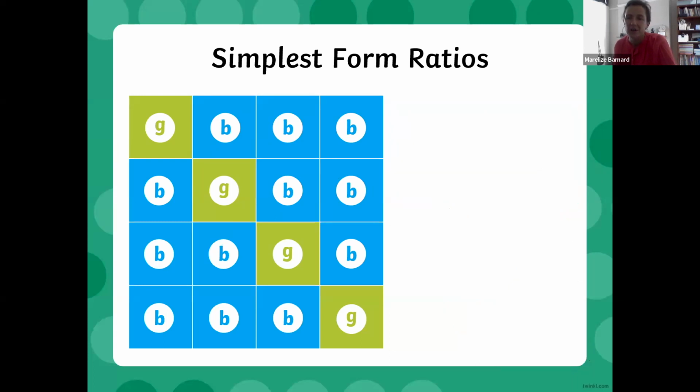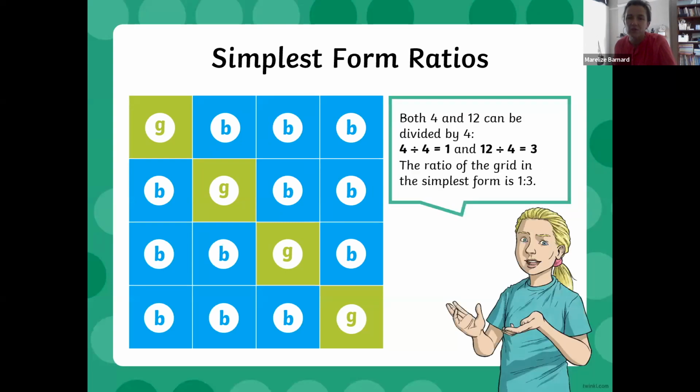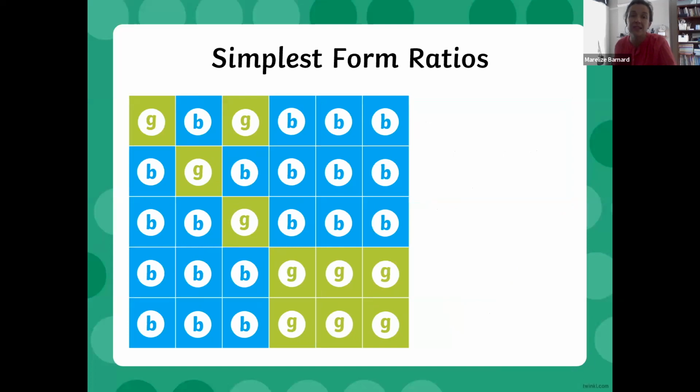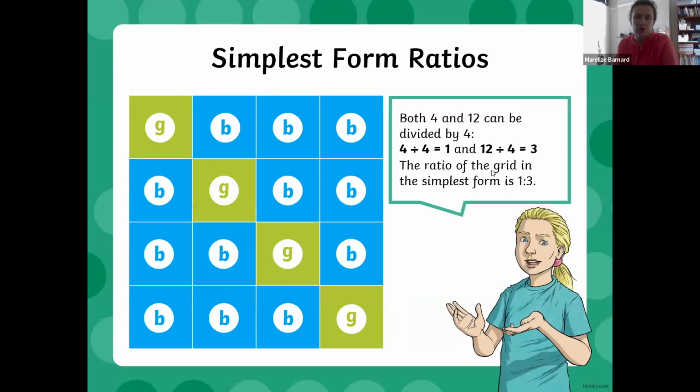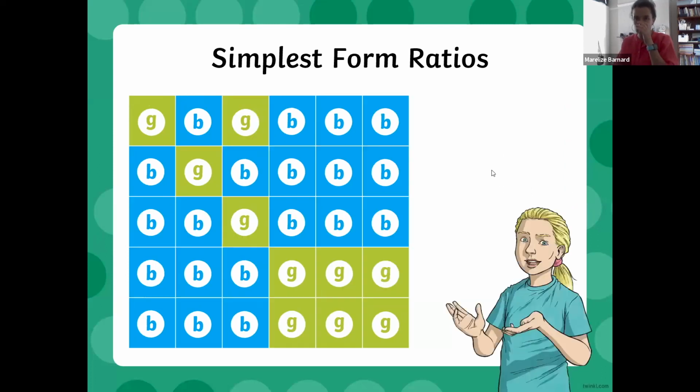Okay, so if it's 4 to 12, we say 4 is the highest common factor, and we divide the 4 by 4, and that's 1, and then 12 divided by 4 is 3. So in its simplest form, it is 1 to 3. Okay, the ratio 1 to 3. Okay, right, here's another one that you can try. If you weren't so sure about that one, let's do this one.